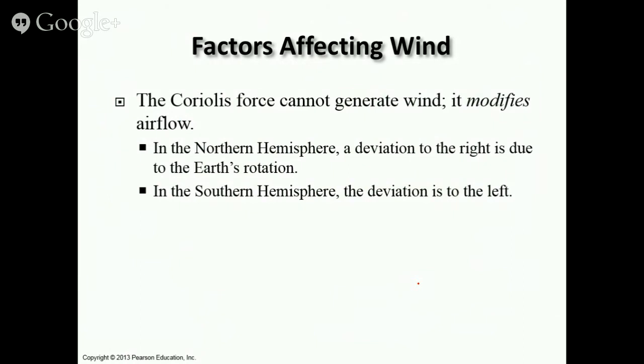Now, moving on to the Coriolis force. This is where we have a modification of the wind flow. It doesn't generate wind, it just modifies it. It is a deviation to the right, an alteration, a change to the right in the northern hemisphere. So work on remembering northern hemisphere, the Coriolis force modifies the wind to the right in the northern hemisphere. In the southern hemisphere, it's the opposite. Whenever it does affect airflow in the southern hemisphere, it will make it deviate to the left.